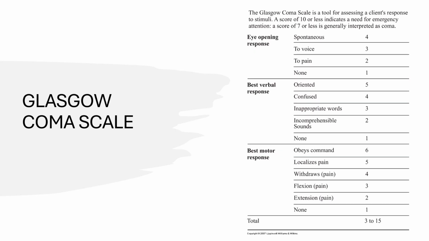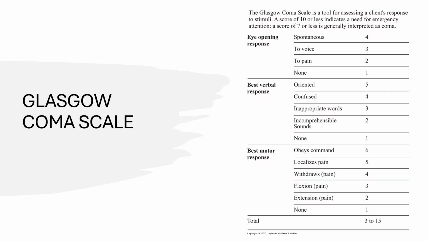So the Glasgow Coma Scale, you've all seen this before, you've all learned it. This is just a brief review that the Glasgow Coma Scale measures the patient's level of consciousness in an objective format on a scale of 1 to 15. It looks at eye opening, verbal response, and motor response.